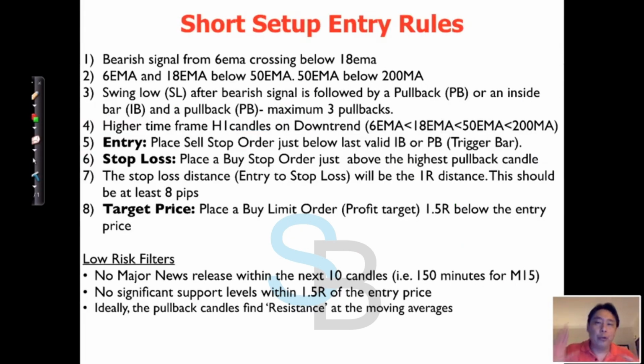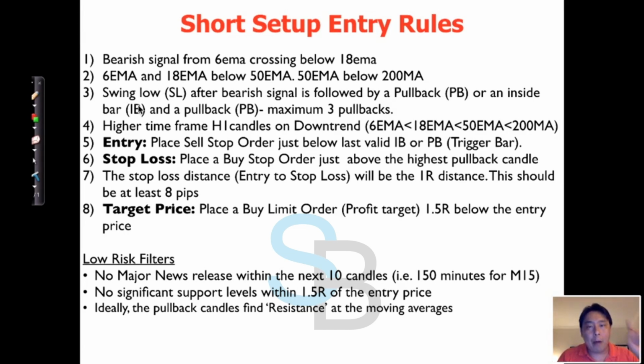All right, so now that you know about the long setup entry rules, let's look at short trade setups, going short on a downtrend. So for the short entry rules, we are looking at the opposite. We're looking at a bearish signal from the 6 EMA crossing below the 18 EMA. And again, at that point in time, you want to make sure that the 6 EMA and 18 EMA are below the 50, and ideally the 50 is below the 200. So you've got a clear downtrend sequence, all right?